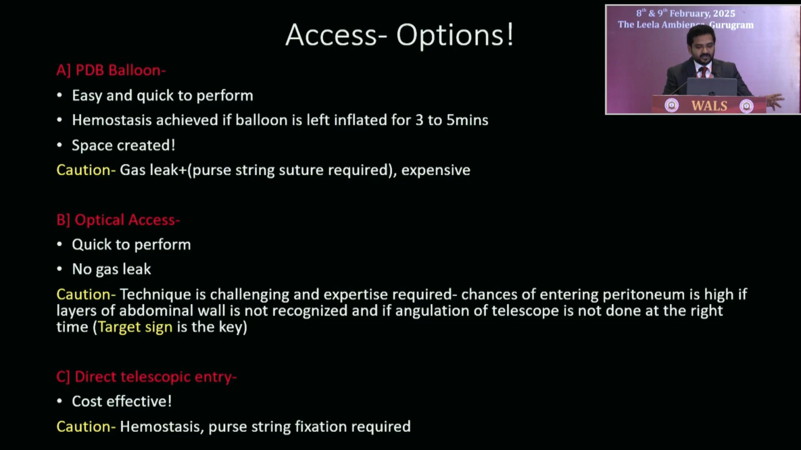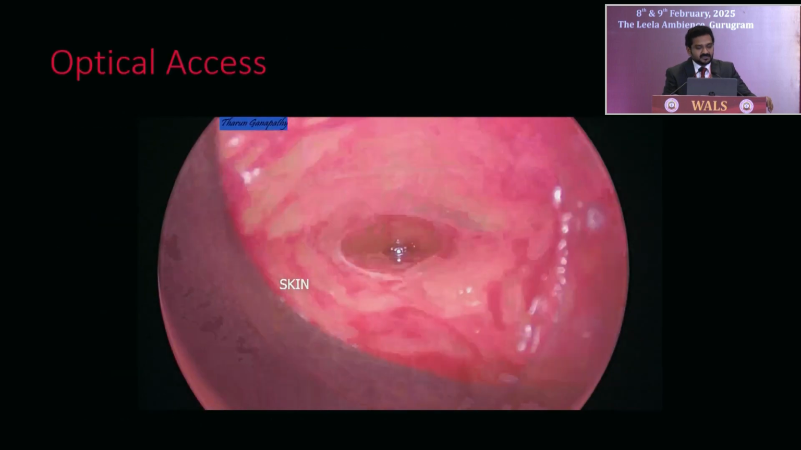So next access option is the optical access. It's quick to perform, no gas leak here, but the technique is challenging and expertise is required. The chances of entering peritoneum is high if layers of the abdominal wall is not recognized and if angulation of the telescope is not done at the right time. So target sign holds the key.